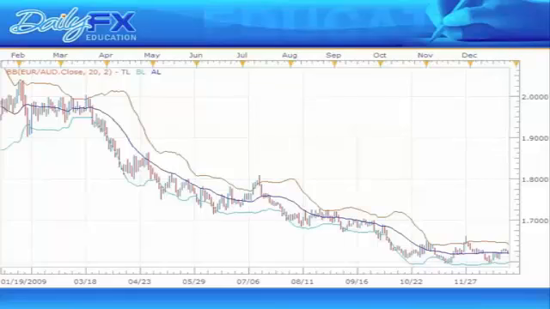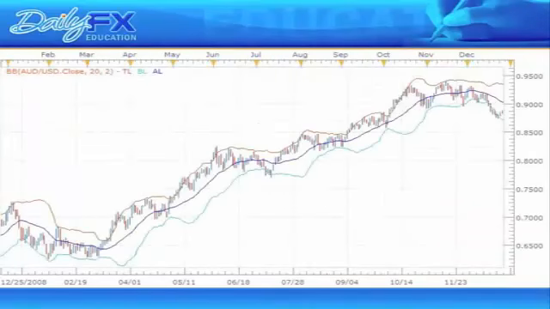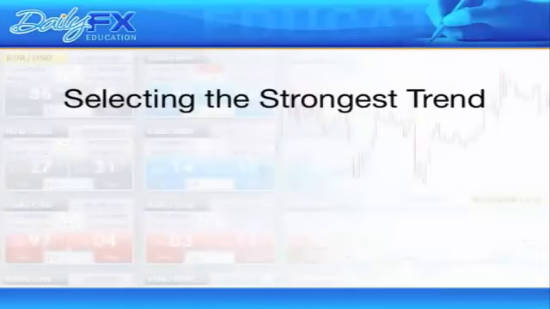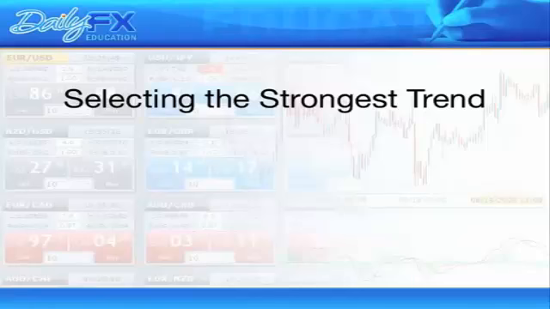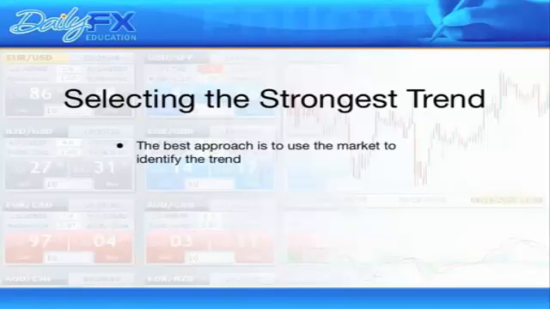Here's an uptrend with the Bollinger Bands. If the bands are moving up and the market is above the 20-day simple moving average, the trend is considered to be up. While using these technical tools to help identify the trend does allow you some level of consistency, by far the best approach is to just use the market itself to identify the trend.